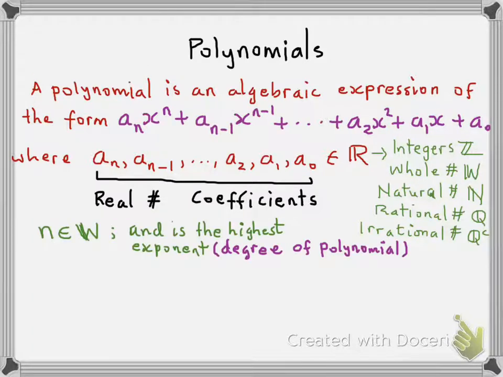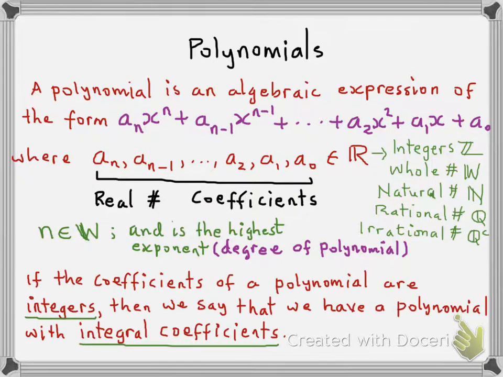For the polynomial, the n, the exponent, belongs to the whole numbers. That means it can only be 0, 1, 2, 3, 4, 5, and so on. Any of those things it can be. It can't be a fraction. And n is always the highest exponent. Like in this polynomial expression, n is the highest exponent, and that highest exponent is the degree of the polynomial.